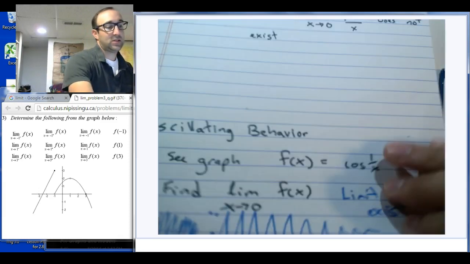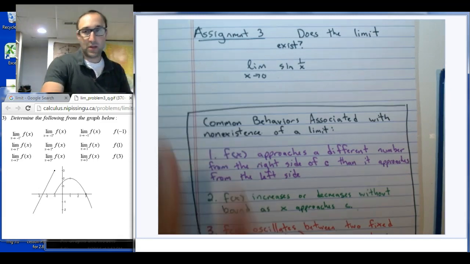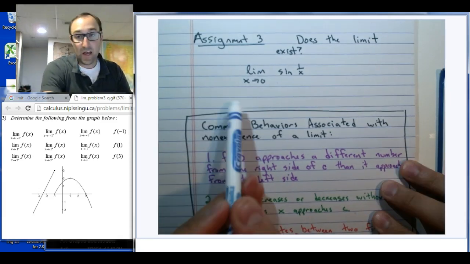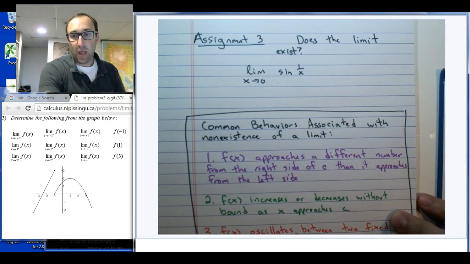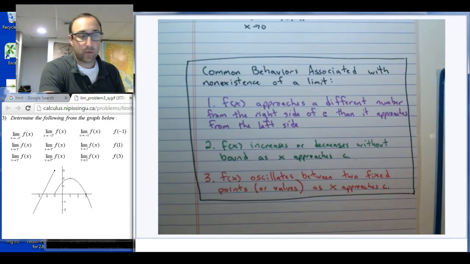So here is your last assignment. Does the limit exist as x approaches 0 of sine of 1 over x? It might be different. You'll have to check it out. And of course, you can use your graphing calculator or any other calculating device that you have.